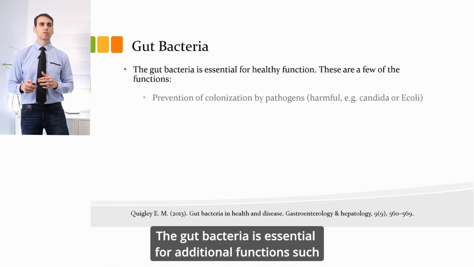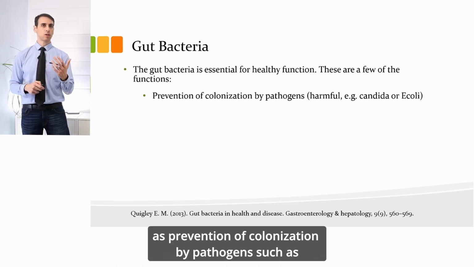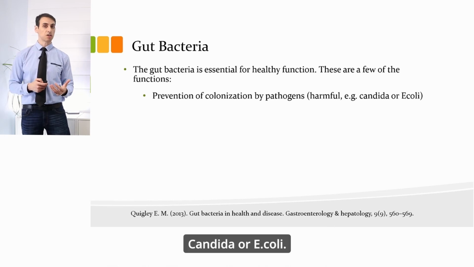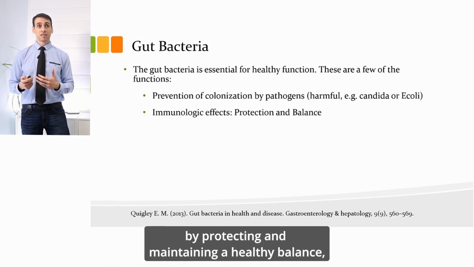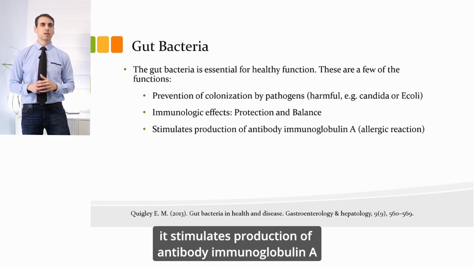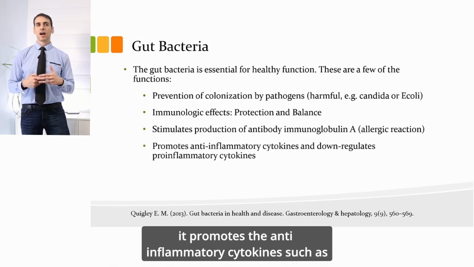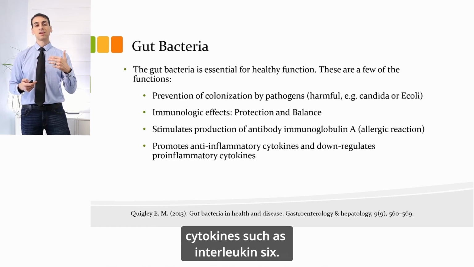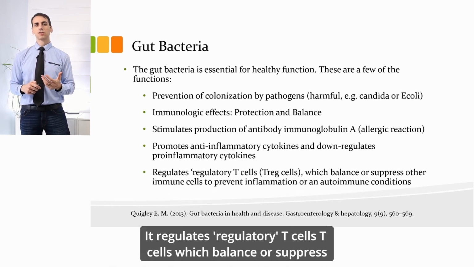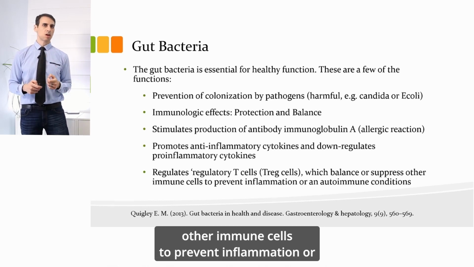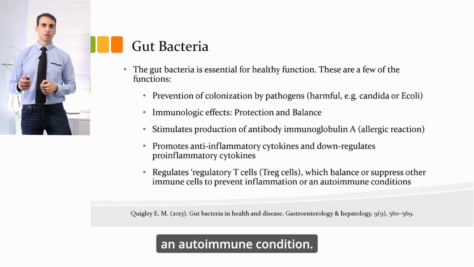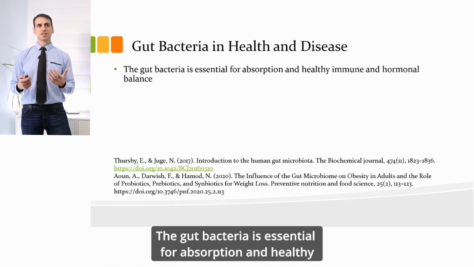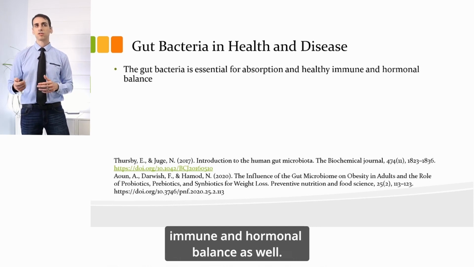The gut bacteria is essential for additional functions such as prevention of colonization by pathogens such as Candida or E. coli. It also has immunological effect by protecting and maintaining a healthy balance. It stimulates production of antibodies, immunoglobulin A. It promotes the anti-inflammatory cytokines such as interleukin 10 and downregulates pro-inflammatory cytokines such as interleukin 6. And then it regulates regulatory T cells, Treg cells, which balance or suppress other immune cells to prevent inflammation or an autoimmune condition. The gut bacteria is essential for absorption and healthy immune and hormonal balance as well.